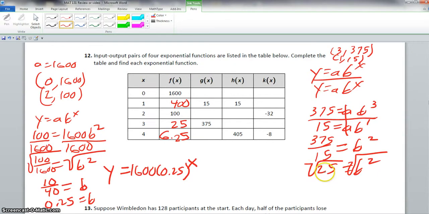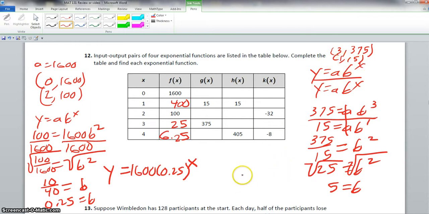Okay, picking up where we left off, we have the square root of 25 is equal to the square root of b squared. So 5 is equal to b. Now, we have what our b is equal to. So this is what we need to do. We need to take one of these two ordered pairs and take this equation and then solve for a. So let's just take the second one because it has smaller numbers.